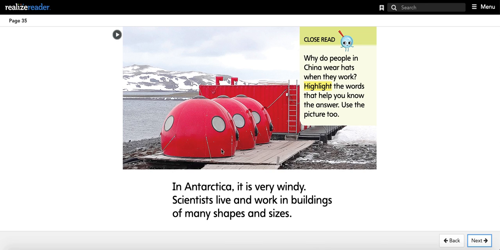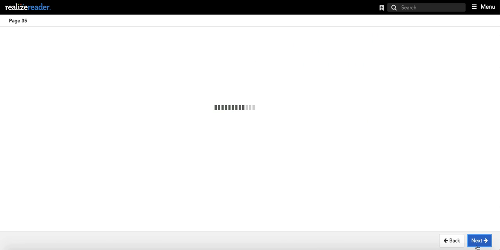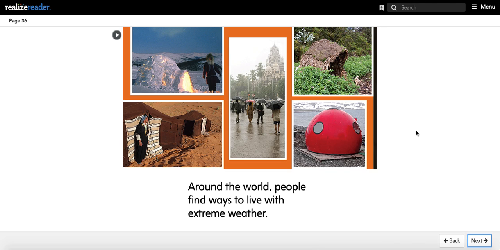In Antarctica, it is very windy. So that's why they have different buildings with different shapes to protect them from the wind. So as you can see from all the pictures, people find different ways to live in extreme weather, whether it may be cold, hot, rainy, or windy, and sunny. Okay.